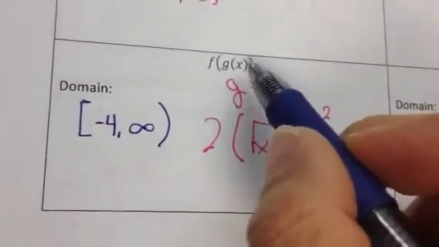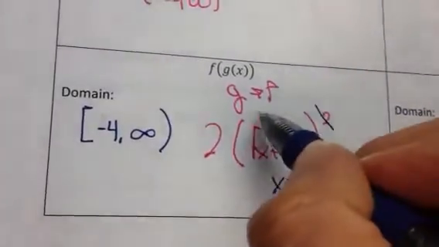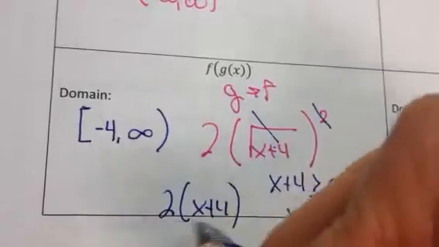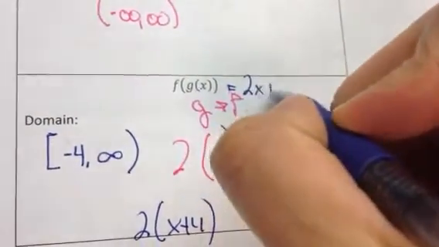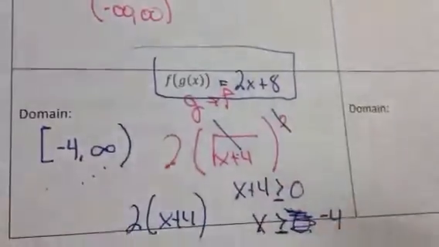Now, as far as the function goes, I can do some simplifying. This square and square root will cancel out. So then when I'm done, I just have 2 with the x plus 4, and then I can multiply the 2 through, so my final function is 2x plus 8. But I still have this domain issue.